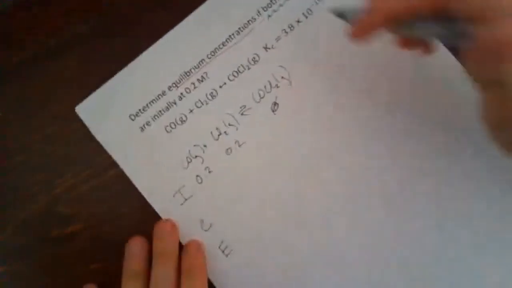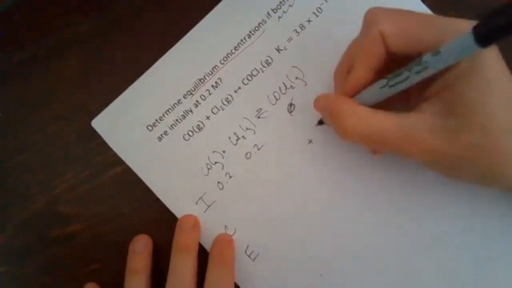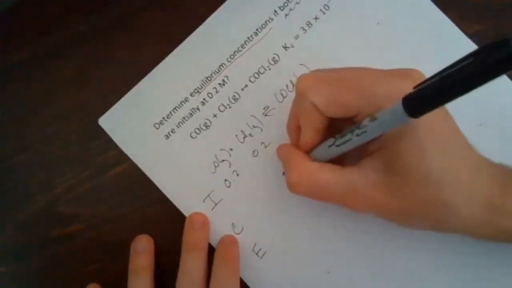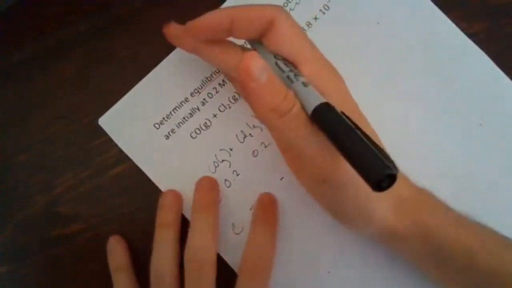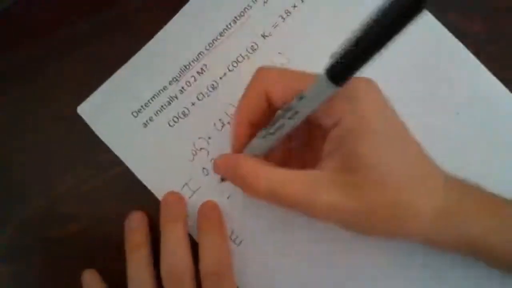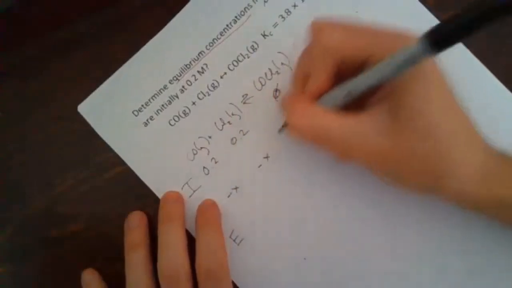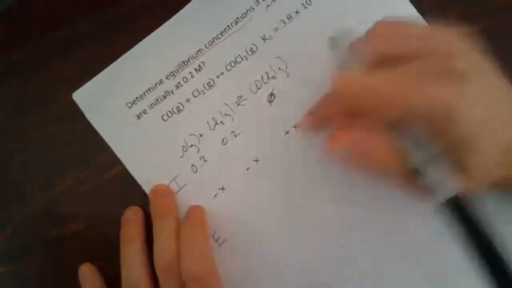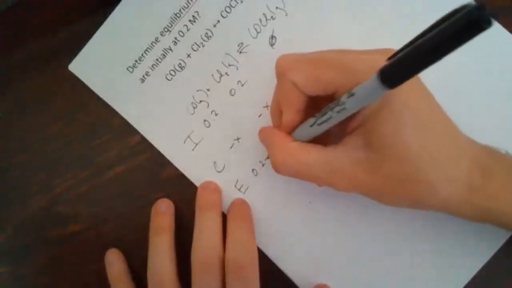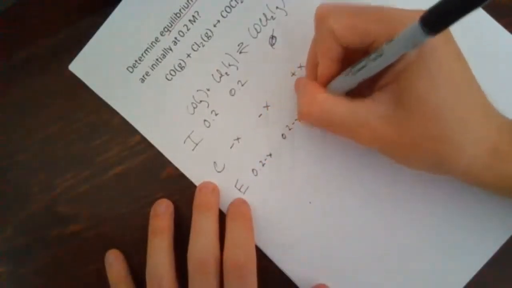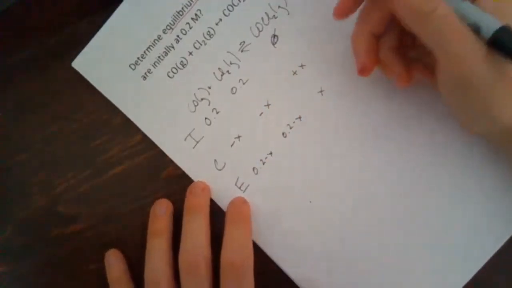So if there's a 0 on the COCl2, that means we have to shift in this direction to the products. So that means we have to shift away from the reactants. So all the reactants will be negative, and the only product will be positive. Coefficients are 1 on everything, so we just put an x across the board, minus x, plus x. Combine those, so equilibrium here is 0.2 minus x, 0.2 minus x, and x.